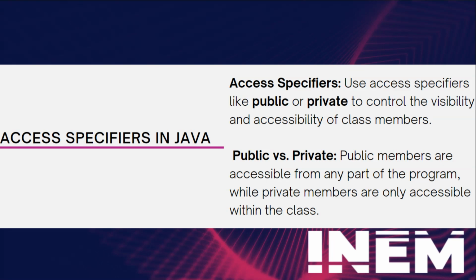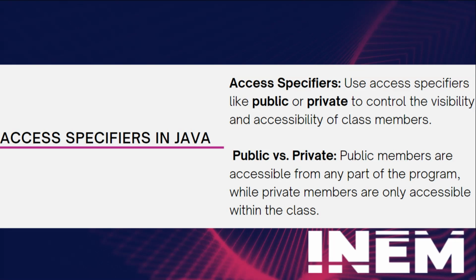Access specifiers play a crucial role in controlling how class members are visible and accessible within your Java program. Let's dive into this important concept. Access specifiers are like gatekeepers, and they determine who is allowed to access different parts of your class. They include keywords like public and private.